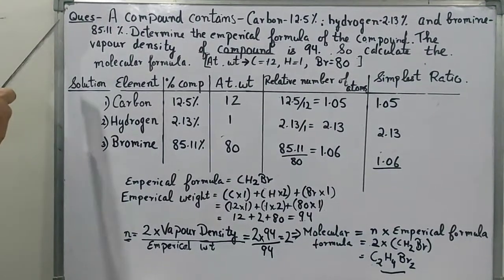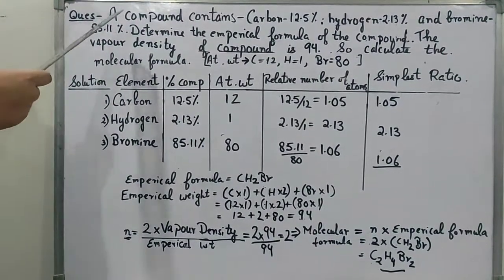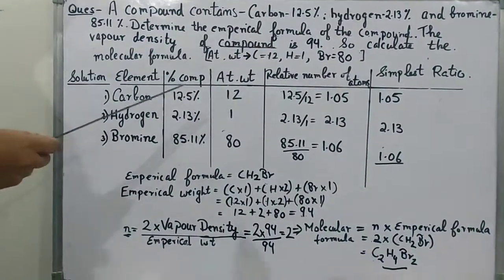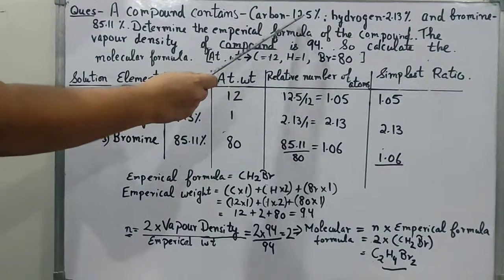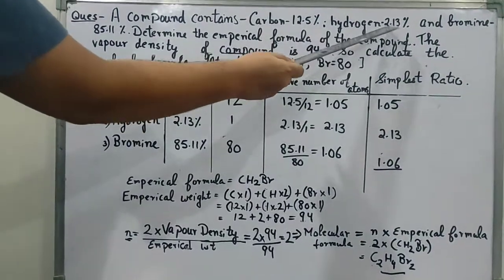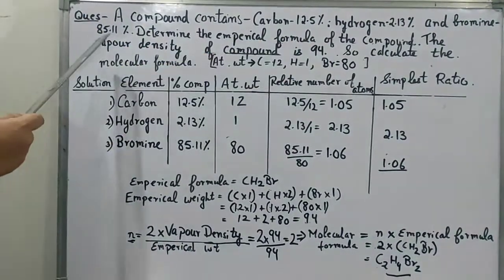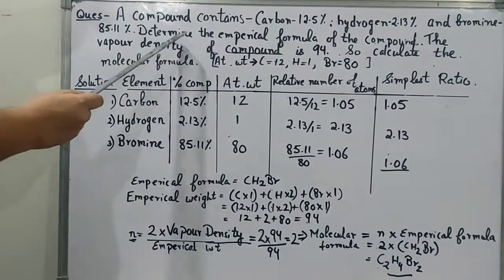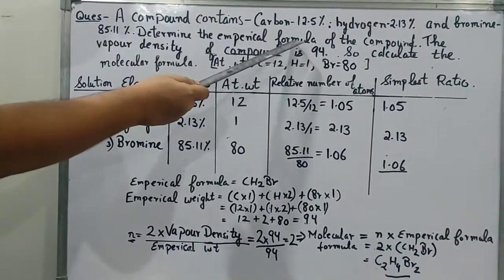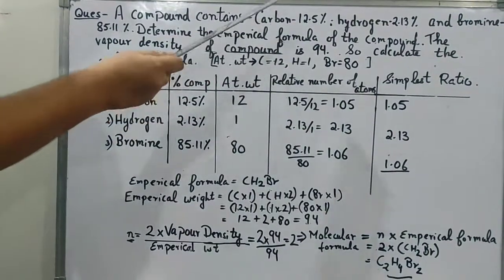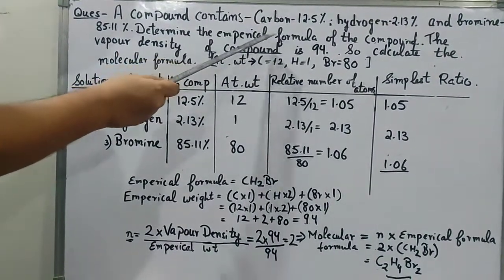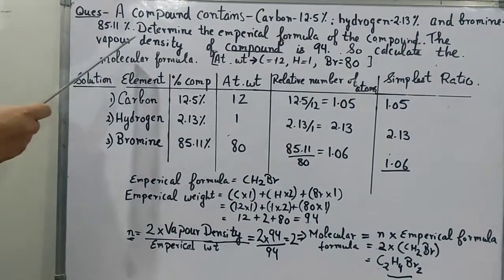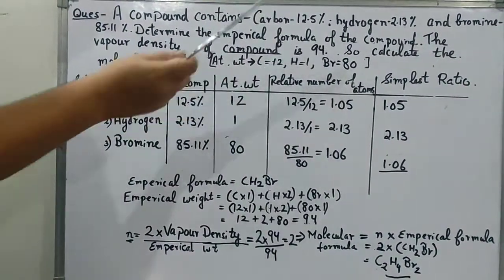Now children, moving to the second question, which says that a compound contains carbon, hydrogen and bromine this time. The percentage of carbon is 12.5, that of hydrogen is 2.13 and that of bromine is 85.11. They've asked you to determine the empirical formula using this data, and then after the determination of the empirical formula, they've asked you to calculate the molecular formula given that the vapor density of the compound is 94.